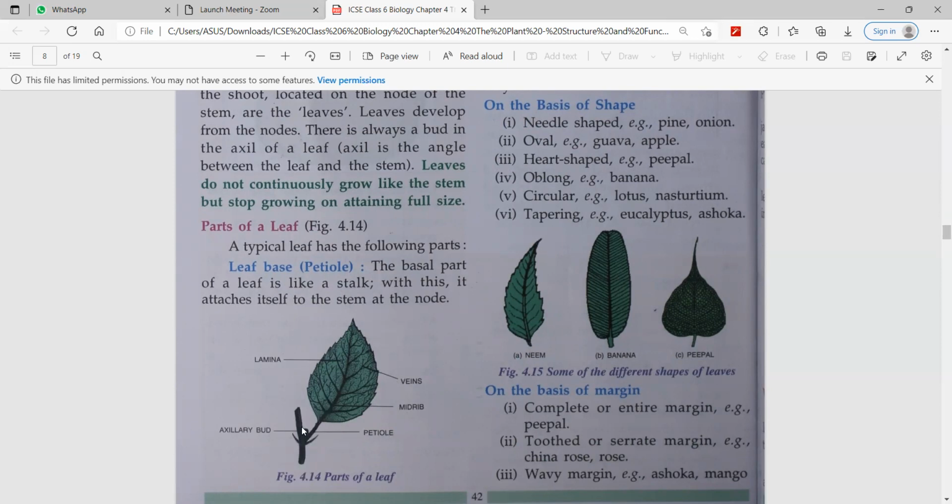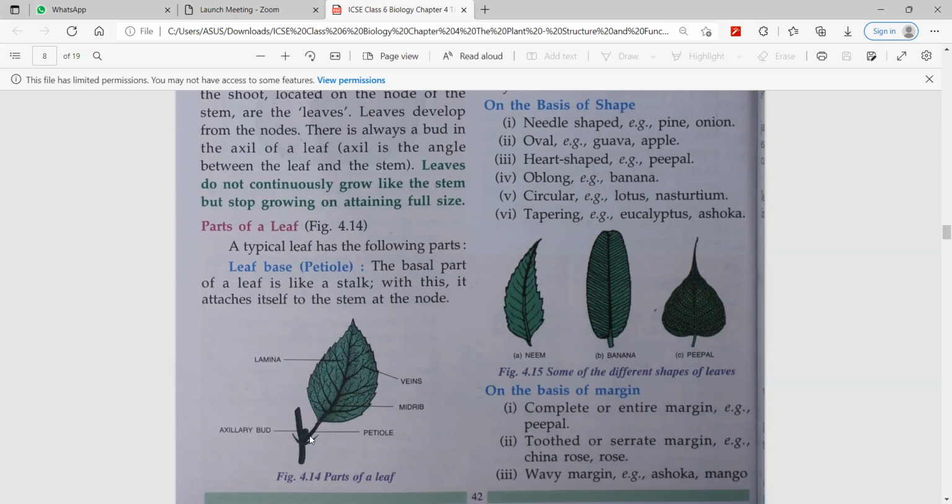Now between the stem and the leaf axis, that is known as petiole. The base of the leaf is actually known as petiole. There is always a bud here. Can you see the bud present here? This is known as axillary bud, and the portion between the leaf and the stem is known as axil.